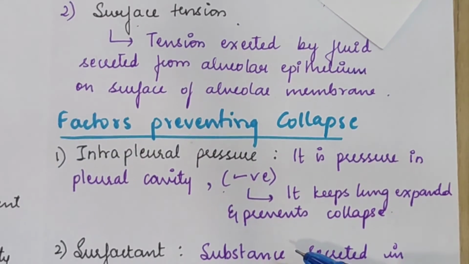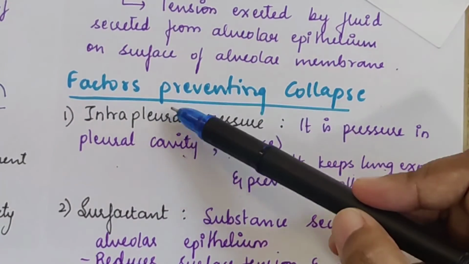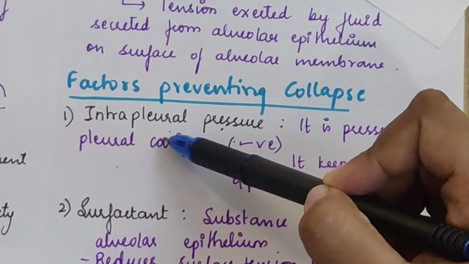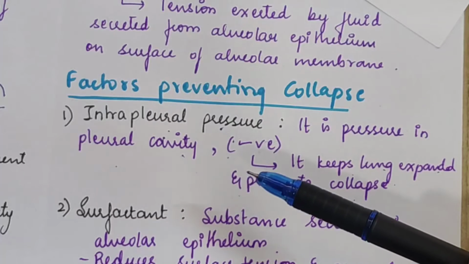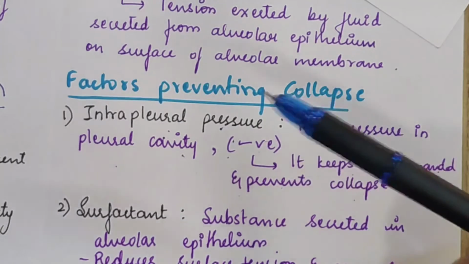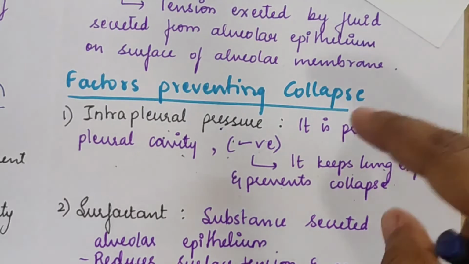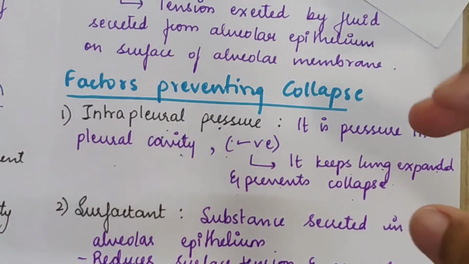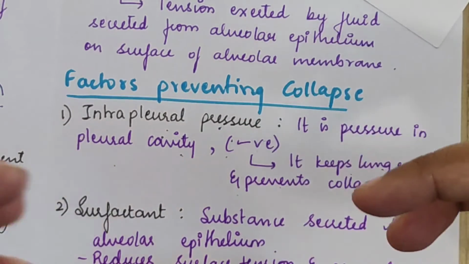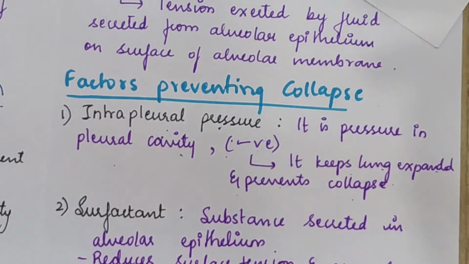Now, factors preventing collapse, that is the intrapleural pressure. The word itself suggests it is the pressure of the pleural cavity. Correct? So as we all know, there are two pleurae, parietal and visceral pleura, and the cavity between them has a fluid. Correct? So this space has a slightly negative pressure. So it acts like a gentle suction. This suction pulls the lung outward and keeps it stuck to the chest wall, which helps prevent it from collapsing.